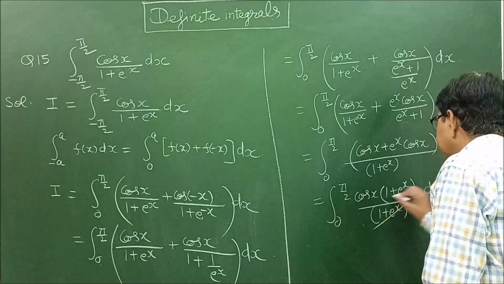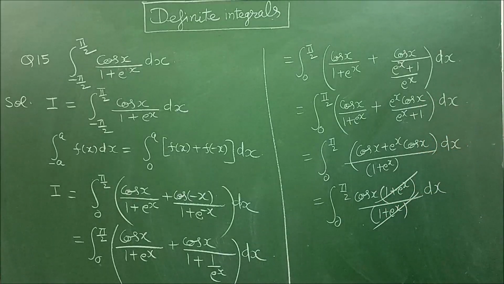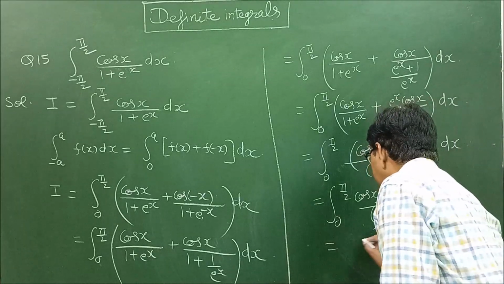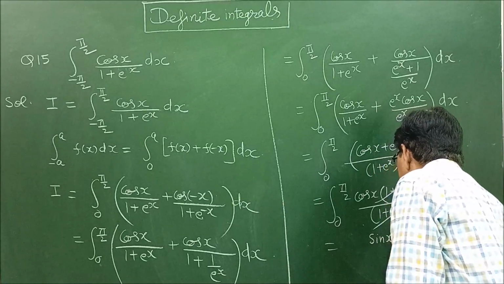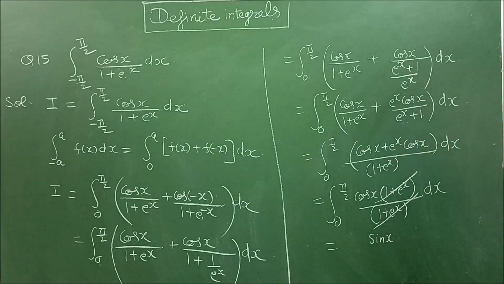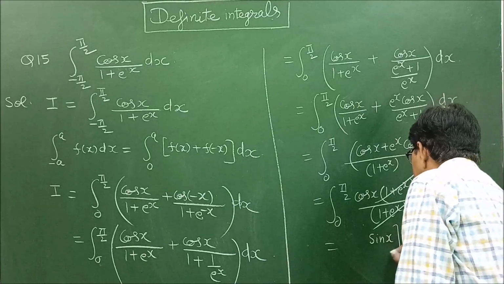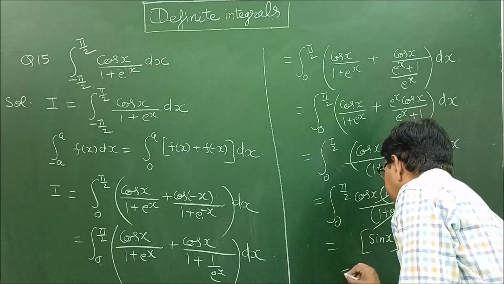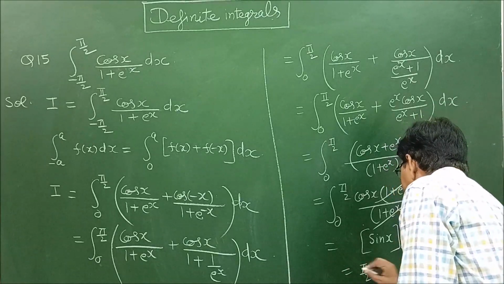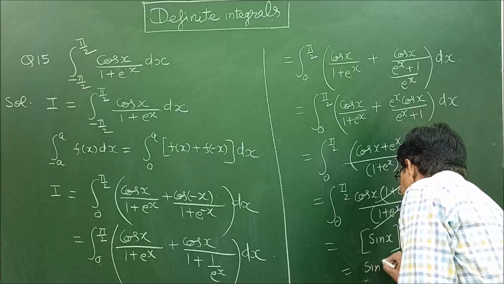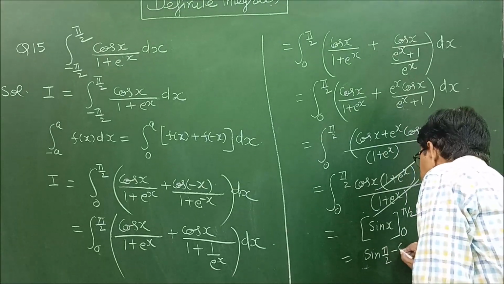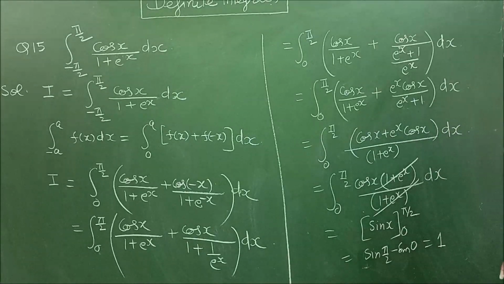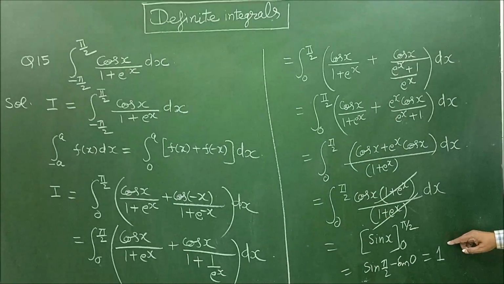1 plus e^x and 1 plus e^x get cancelled, and now the integration of cos x is sin x from 0 to pi by 2. Applying the limits, sin of pi by 2 minus sin 0, which is equal to 1. So the final answer of the question is equal to 1.